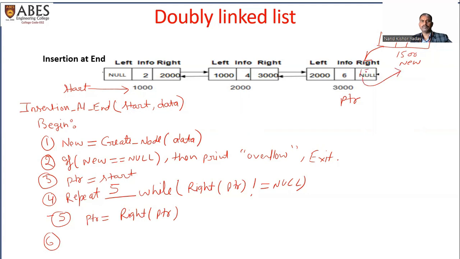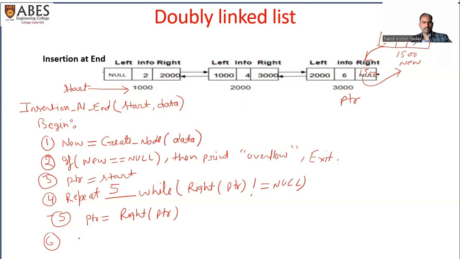We have to write address 1500, and here we have to write the address 3000. At this point of time, we can write a null value. And data we have already inserted at that node. So we have to do three changes. First one is write 1500 here, and here we have to write 3000, and here we have to write a null value.